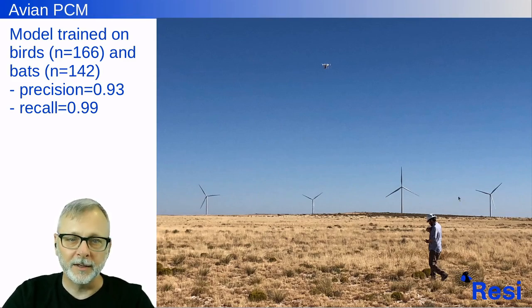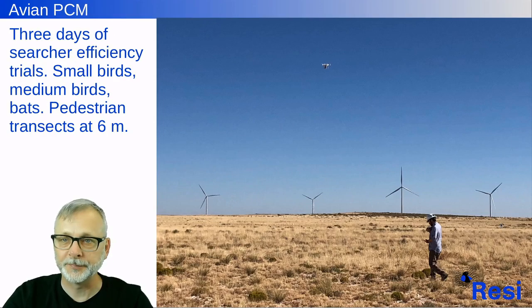We've trained a number of models and done some tests using these models. The first I'm going to discuss is an avian carcass model. We trained this on bird carcasses and bat carcasses, sample size of 166 for the birds, 142 for the bats. The model performs very well, about a 99% recall, 93% precision, as it says up there.